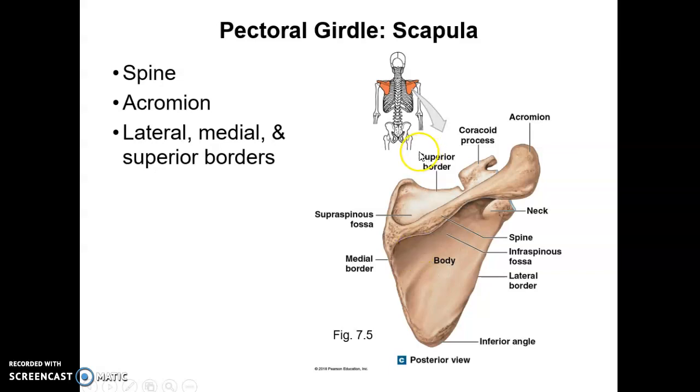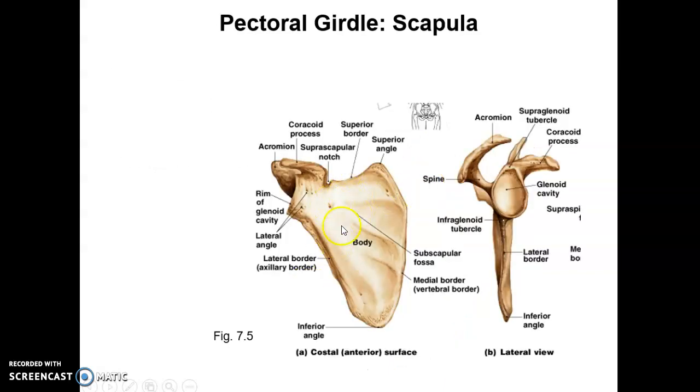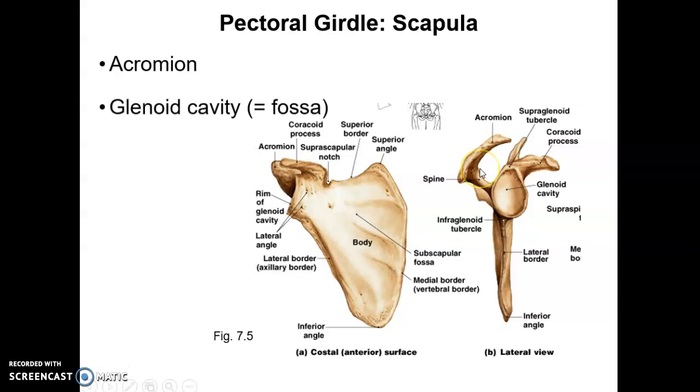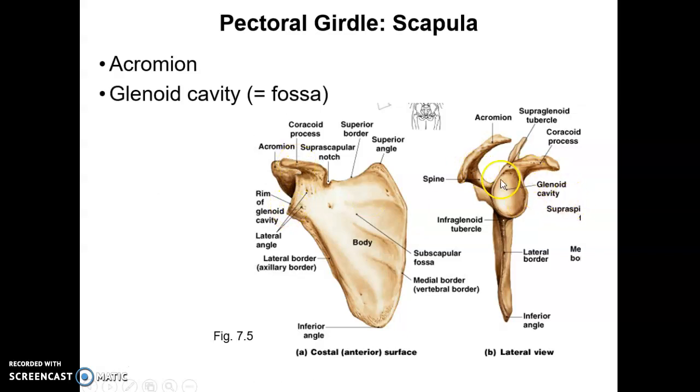So posterior view here, let's flip it around and look at the anterior view, so this is looking at the front of the scapula, the right one. And then this is a lateral view from the right side of the right scapula as well. There's the acromion here and here, coming off of the spine. This depression here is the glenoid cavity or fossa that articulates with the head of the humerus, forming that articulation at the shoulder joint. The coracoid process is here. Notice that juts out anteriorly, coracoid.